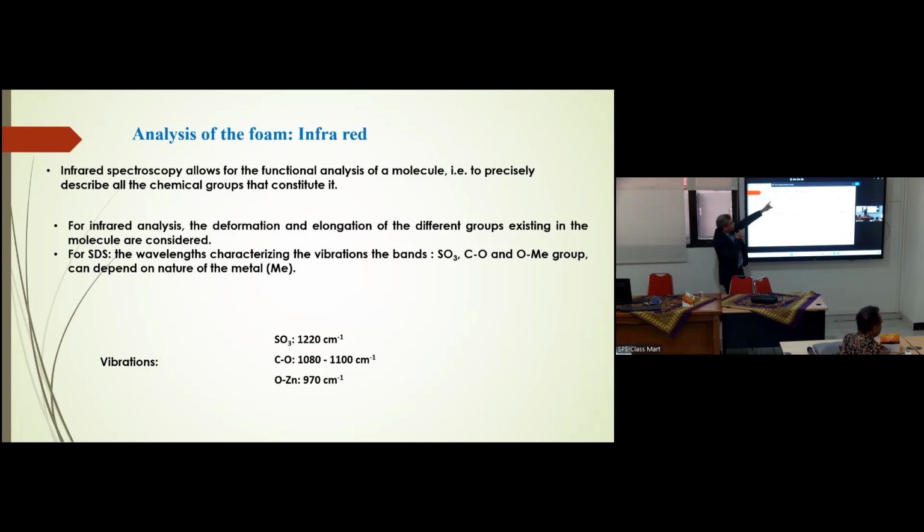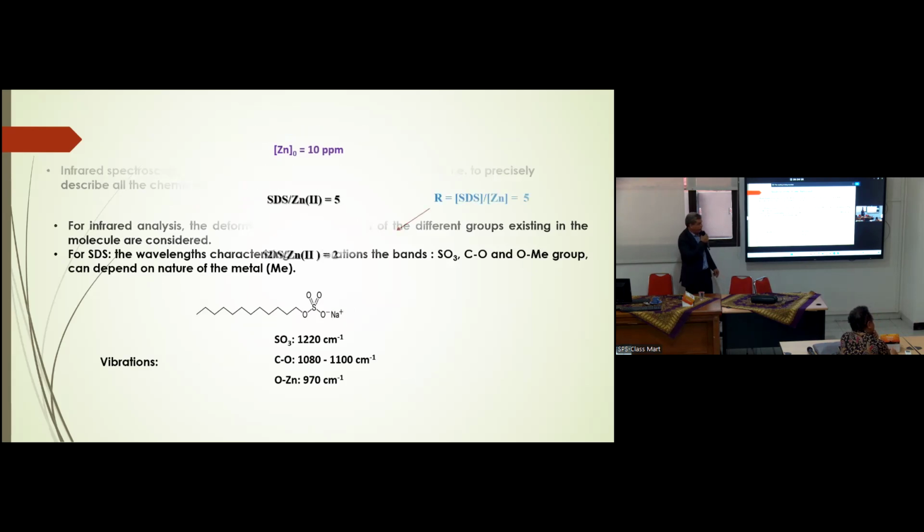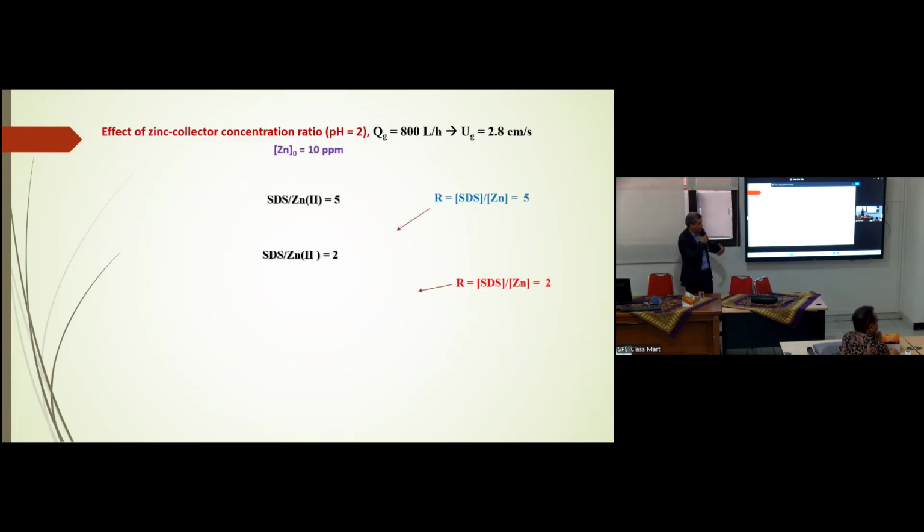We proceed to analyze the foam by infrared. The infrared measures the vibration of the group. I show you an example of infrared, for example.